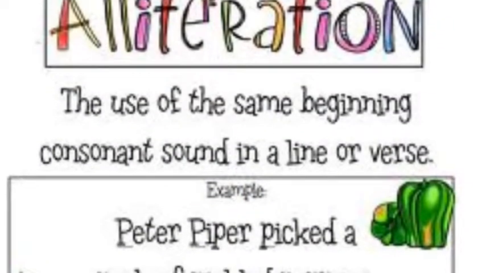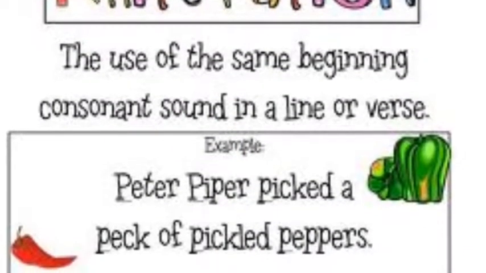Alliteration. Alliteration is the use of the same beginning consonant sound in a line or verse.